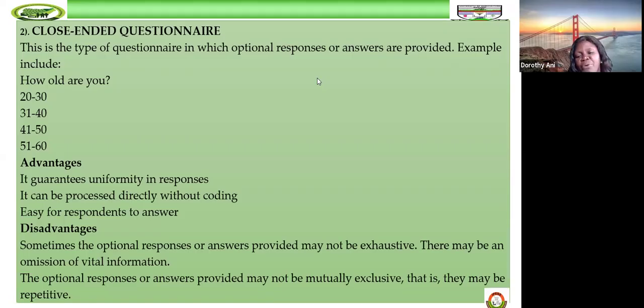So some of these responses may appear repetitive. But when we start doing it, you will see what we are talking about. But here, let me pause and ask for questions and contributions.